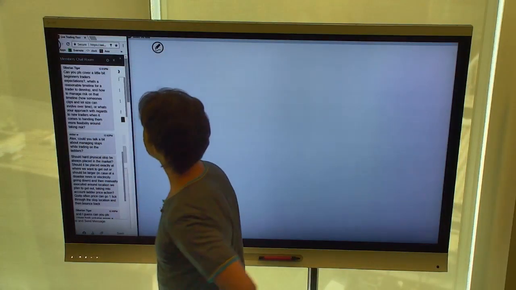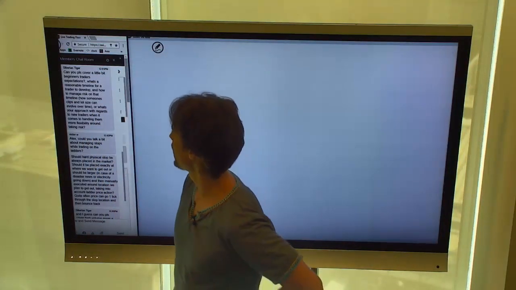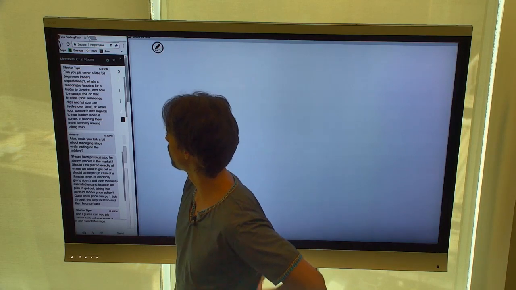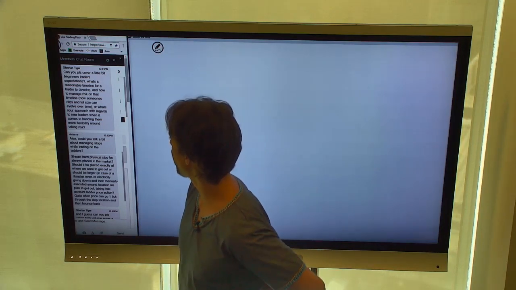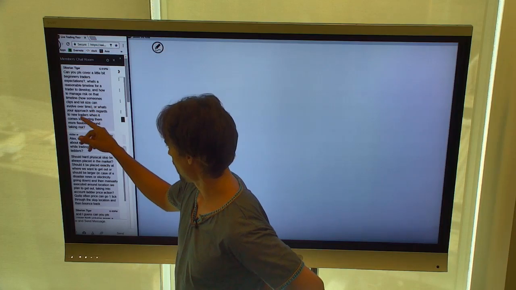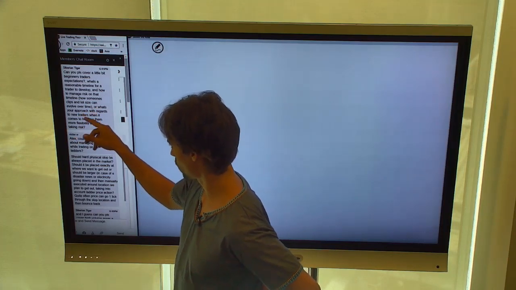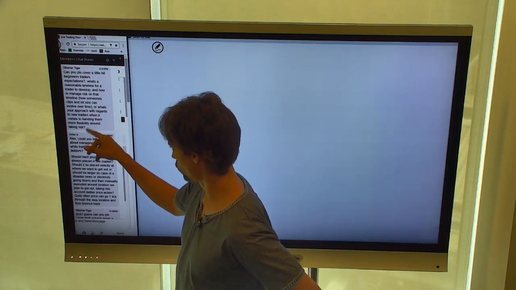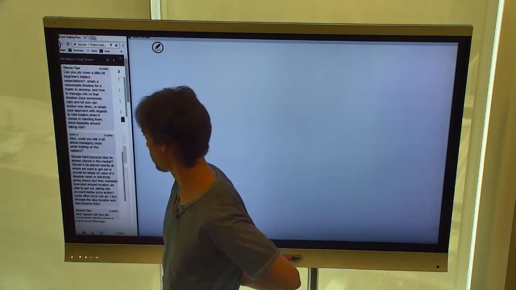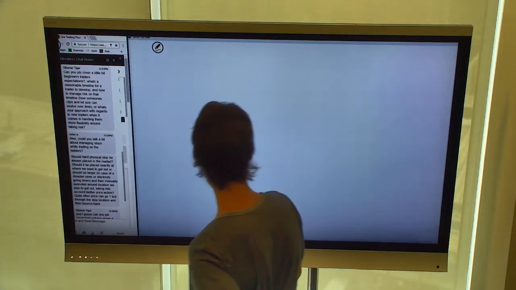Can you please cover a little bit of beginner traders' expectations? What is a reasonable timeline for a trader to develop? And how to manage risk on that timeline, how someone's clips and lot size can evolve over time, or what's your approach with regards to new traders when it comes to handing them more flexibility around taking risks?